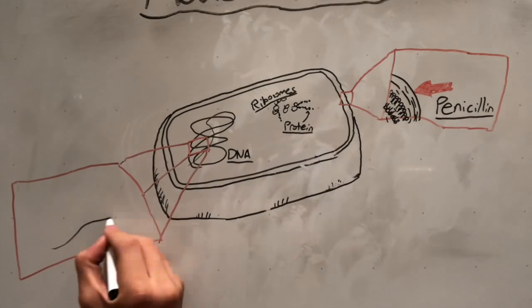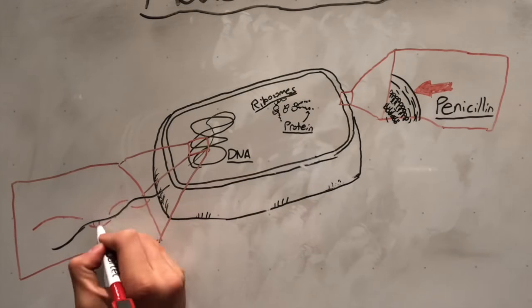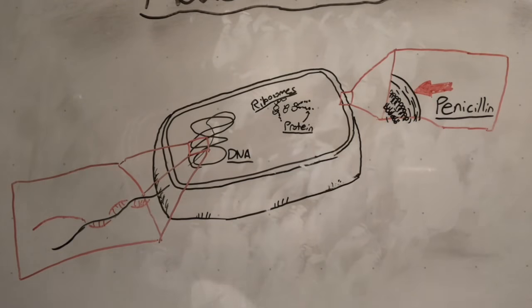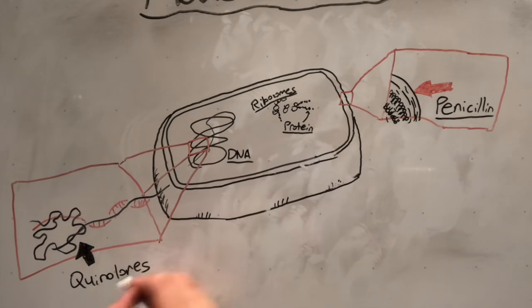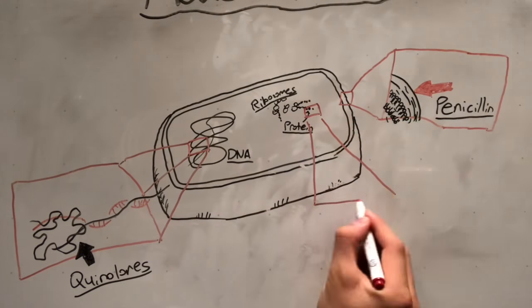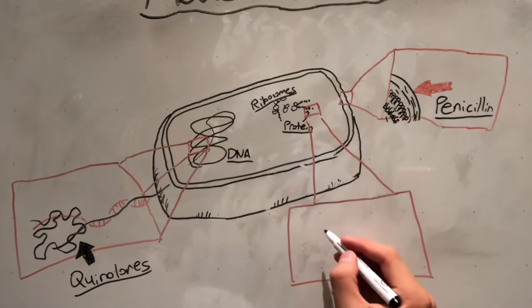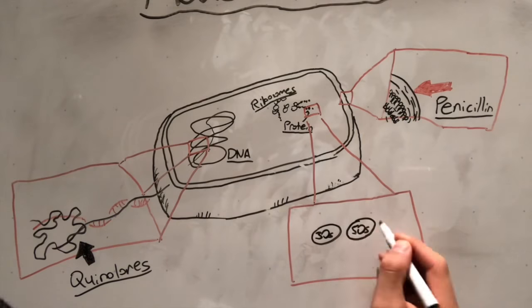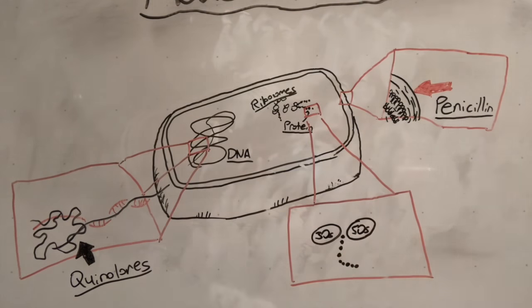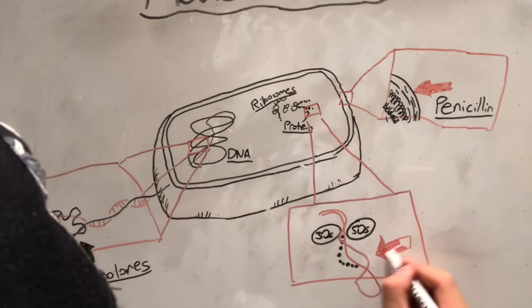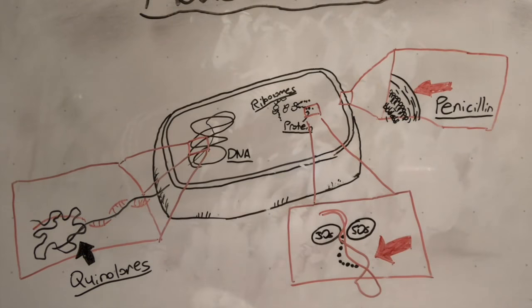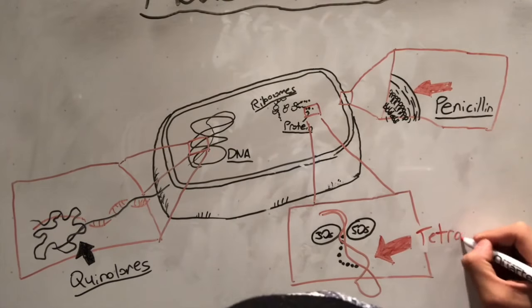Another mechanism is to inhibit DNA synthesis. Antibiotics such as quinolones can inhibit this process, causing DNA to not be replicated any longer. Other classes of antibiotics can inhibit protein synthesis. For example, tetracycline is a drug that can bind to a site in the ribosomes, called the 30S ribosomal subunit. This can block protein synthesis and will kill the bacteria.